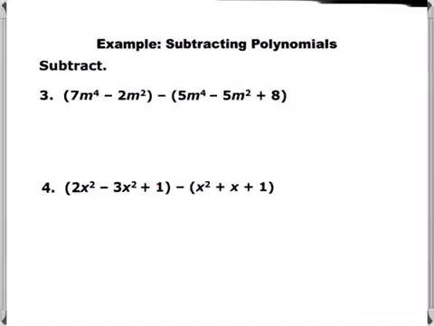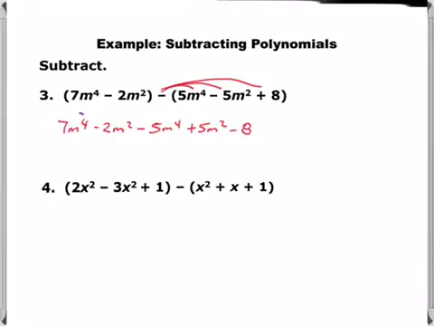All right, our last two problems. 7m to the fourth minus 2m squared minus the quantity 5m to the fourth minus 5m squared plus 8. So to start off with, I'm going to distribute the negative. So 7m to the fourth minus 2m squared minus 5m to the fourth plus 5m squared minus 8.